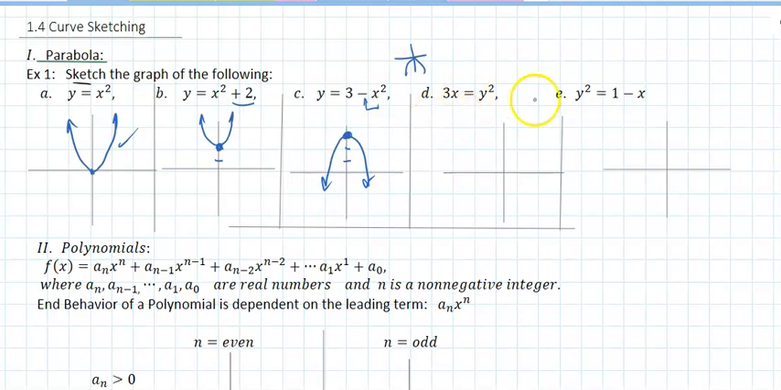Now, instead of y equals x squared, we could have x equals y squared. If I isolate x by itself, x equals y squared is a parabola at the origin. When you say y equals x squared, the graph is wrapped around the y-axis. But if you say x equals y squared, the graph is wrapped around the x-axis. It looks something like this.